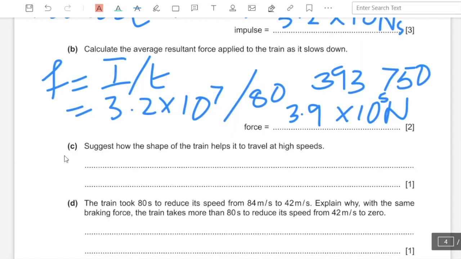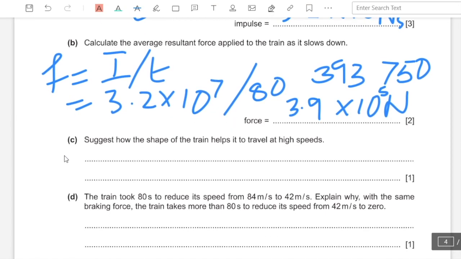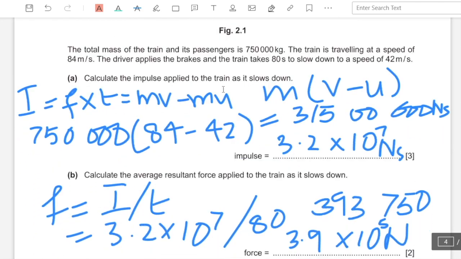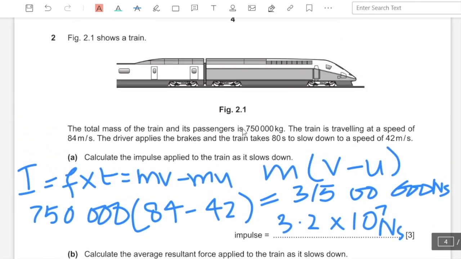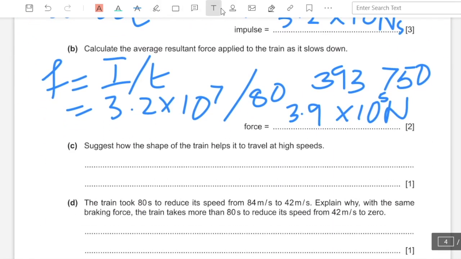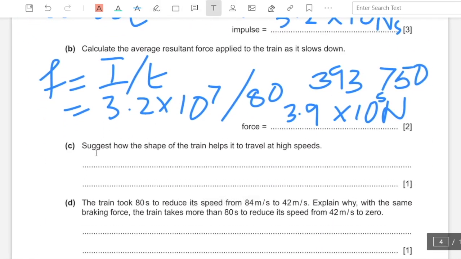C. Suggest how the shape of the train helps it to travel at high speeds. So as you can see over here, this is a streamlined figure, which means streamlined shape. So it doesn't have very many barriers or an area which would increase air resistance. So the streamlined figure decreases the air resistance, which helps the train travel at higher speeds.